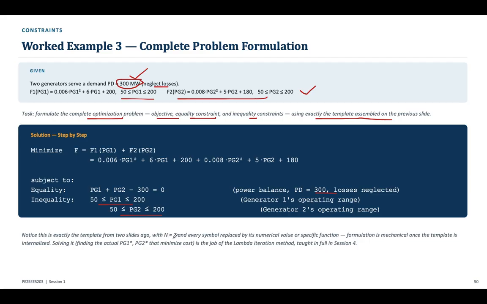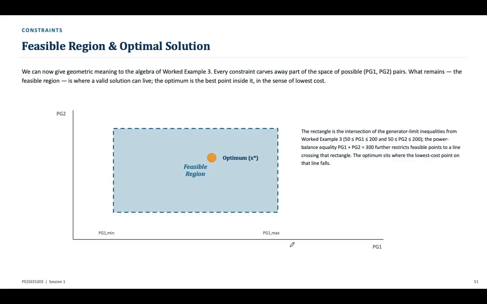See, with n equal to 2, you have two generators and every symbol replaced with a numerical value for a specific function, right? Formulation is mechanical once the template is internalized. So solving it, finding actual PG1 and PG2 that minimize cost, is a job of the lambda iteration method, right? You have not yet studied lambda iteration, it will be considered in our session 4.